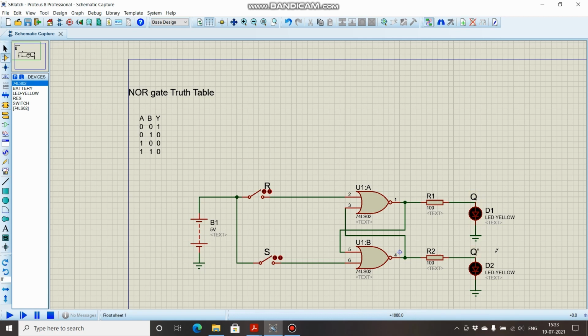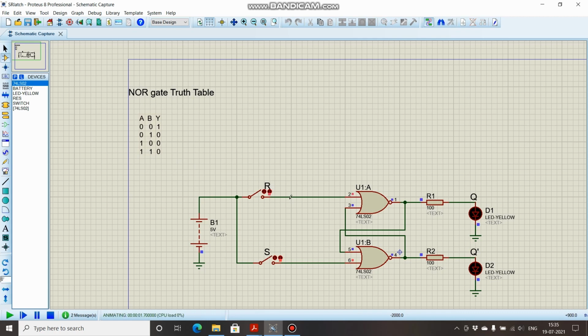Now how is Q equal to Q complement? This means that this state is a forbidden state, meaning you should never implement it. We should never implement R equal to 1 and S equal to 1 because the outputs are completely wrong. So we have seen that for the case when R and S both are 0, the last state of Q and Q bar is retained. So let's simulate this circuit and check our results.